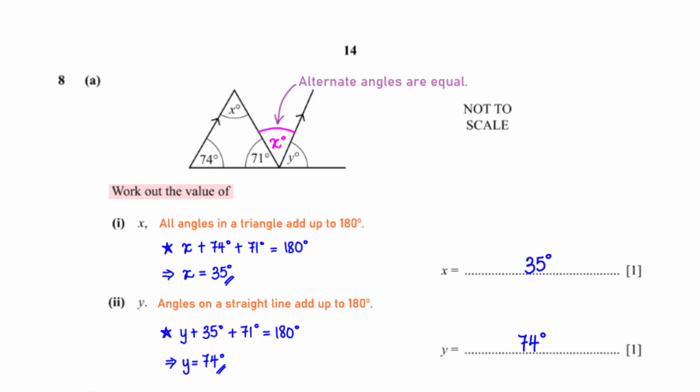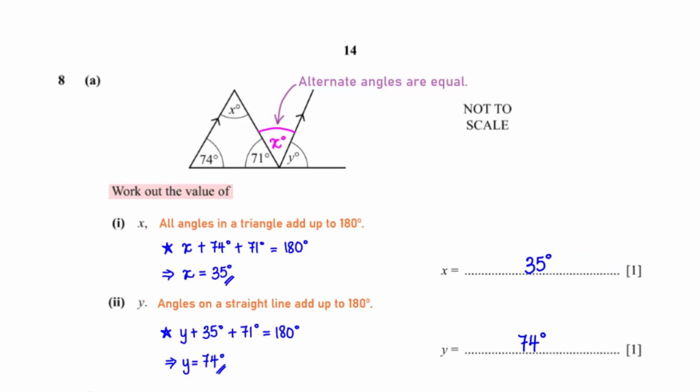Work out the value of x. All angles in a triangle add up to 180 degrees. So we have x plus 74 plus 71 equals 180. When we subtract the sum of 74 and 71 from 180, we get x equals 35.